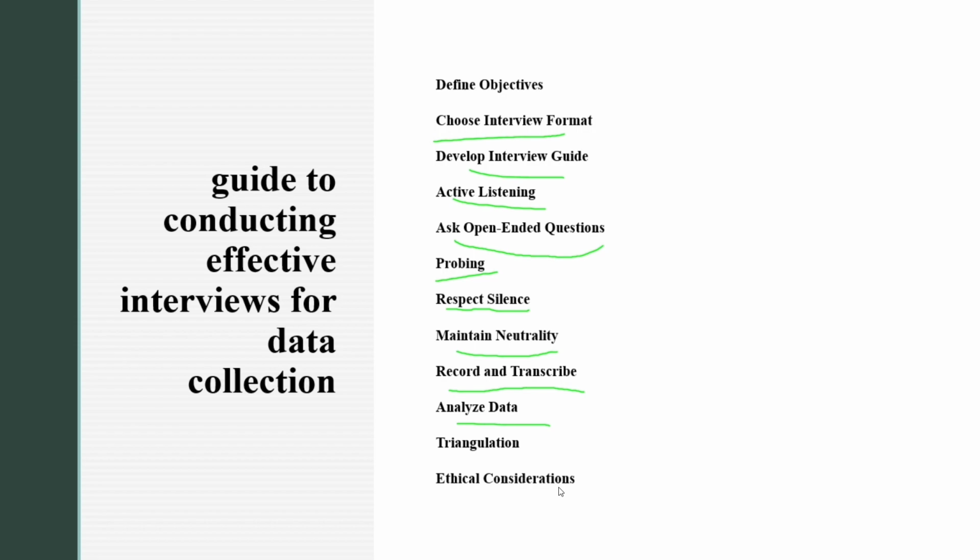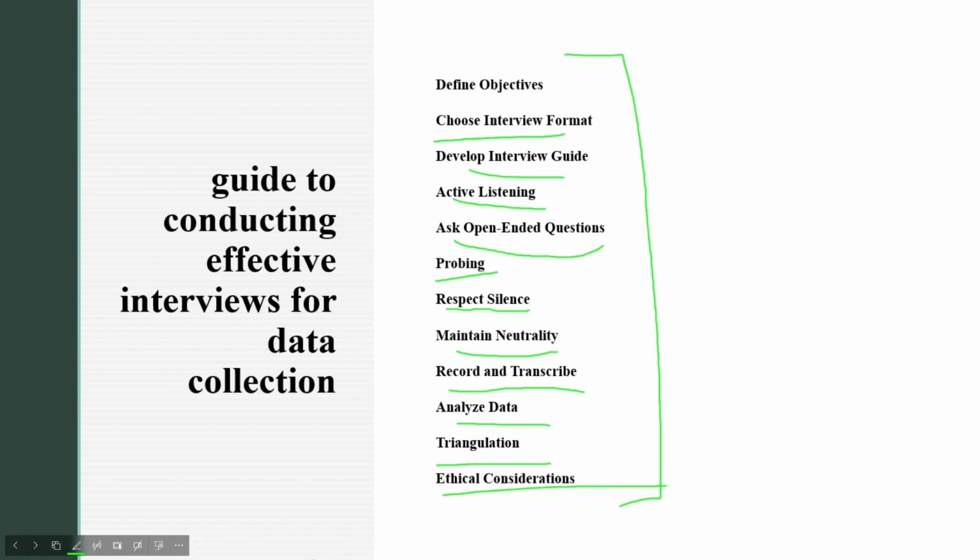Triangulation. So considering using multiple data sources and methods to triangulate findings and enhance the validity and reliability of the study, and ethical consideration. So adhering to ethical guidelines throughout the interview process is also important, including obtaining informed consent and protecting the participants' confidentiality and ensuring voluntary participation.